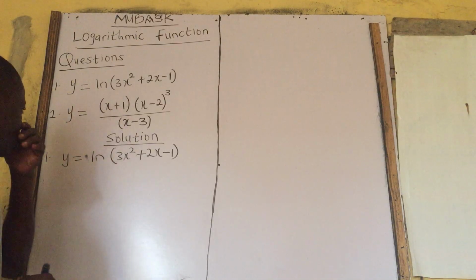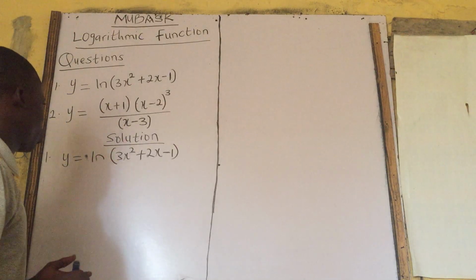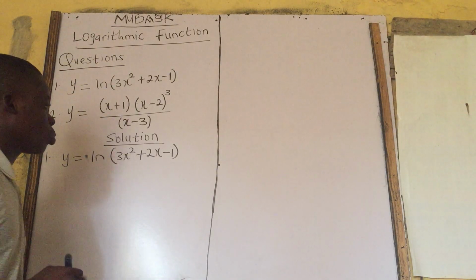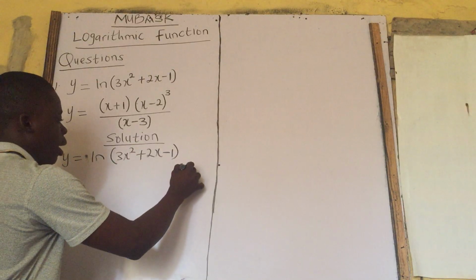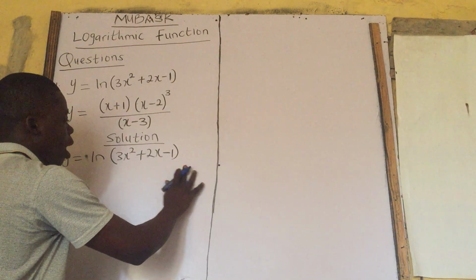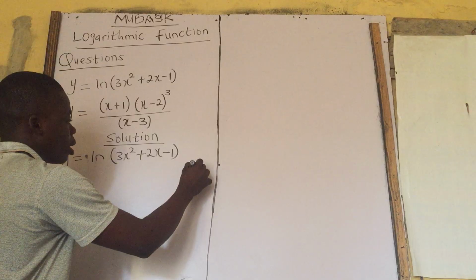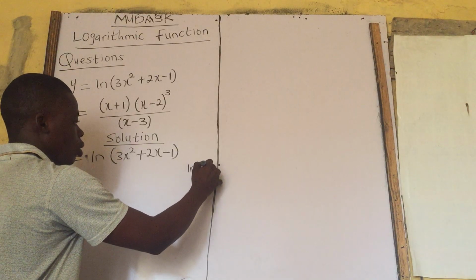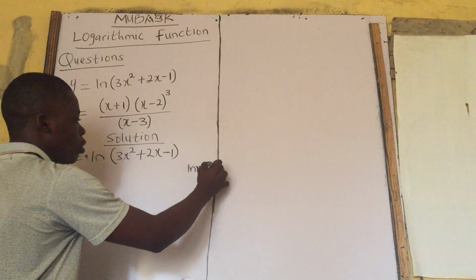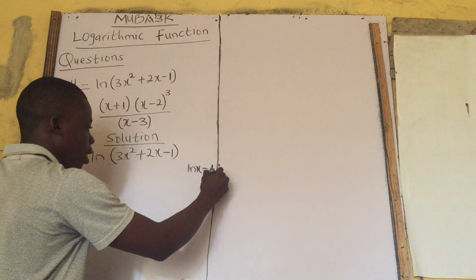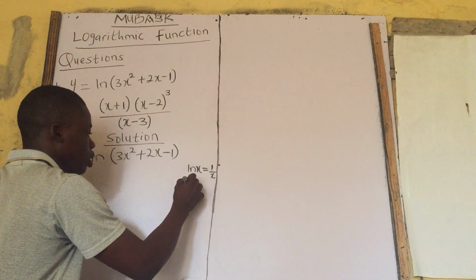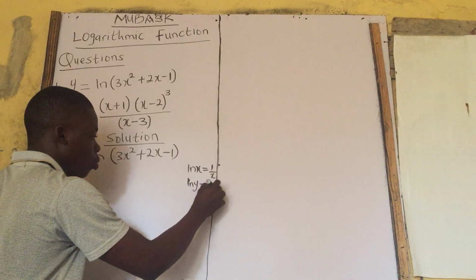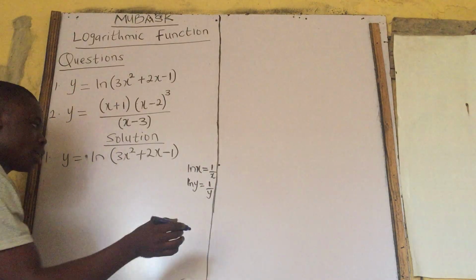To solve this question, it is very simple, but you take a look at the differentiation table, which says that whenever you have natural logarithm of any variable, for example natural logarithm x, if you differentiate it, it will give us 1 over x. Or we have natural logarithm y, if you differentiate it, it will give us 1 over y. So that's one.